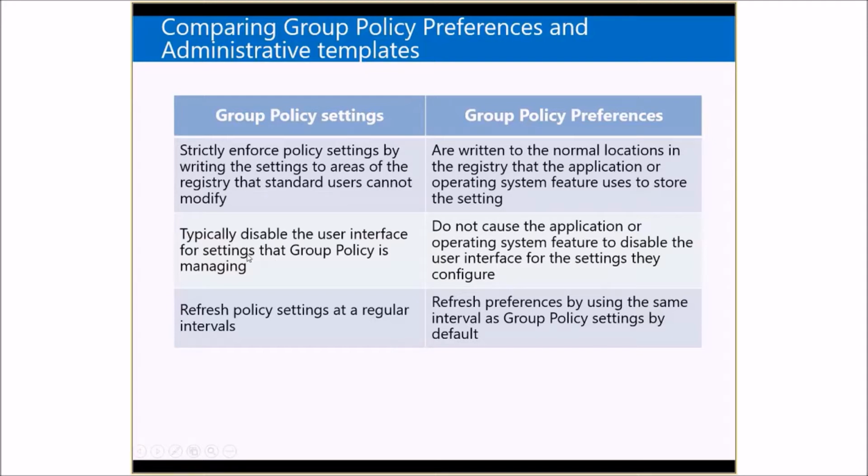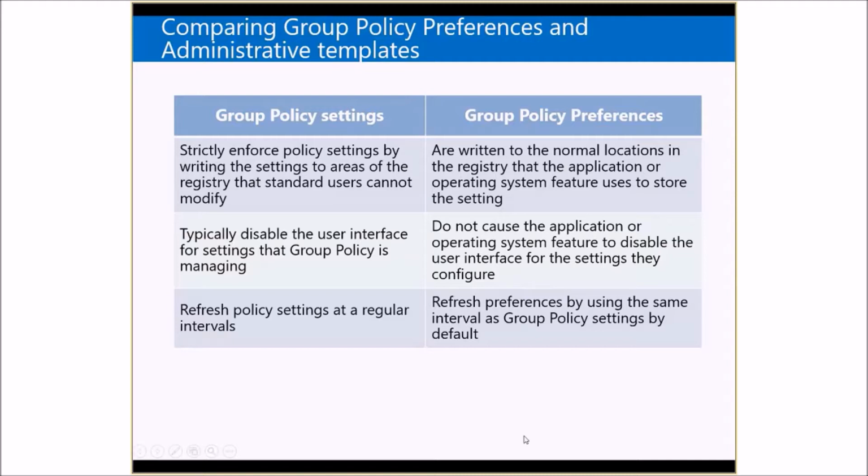Group policy settings typically disable the user interface for settings that group policy is managing. So we can shut off the changing of properties of a network card, for example. Preferences usually do not cause the application or operating system feature to be disabled, or the user interface for the setting they're configuring. So they don't disable it, they actually just configure something and then the user is able to change it after that.